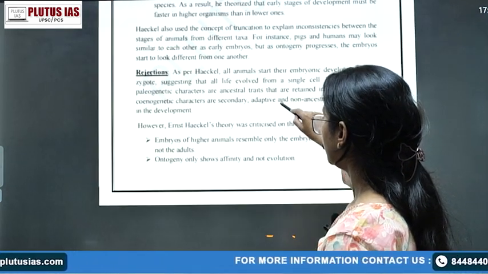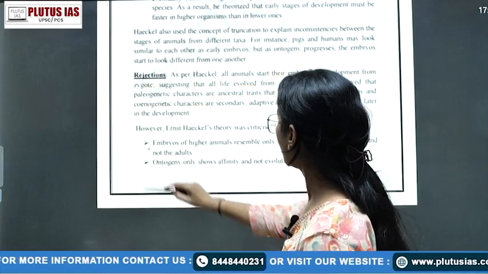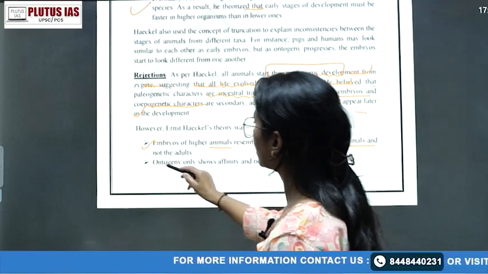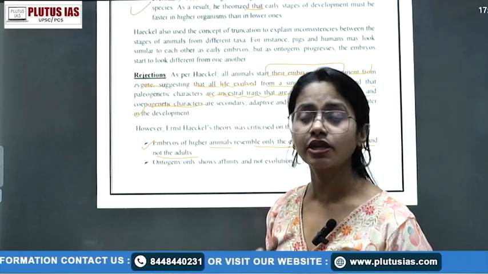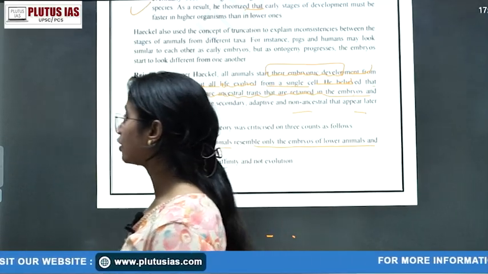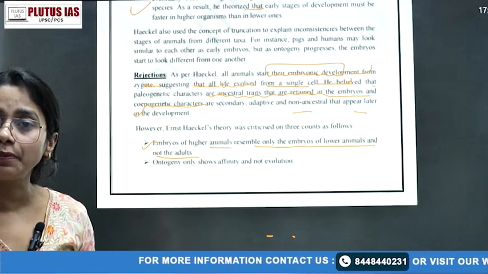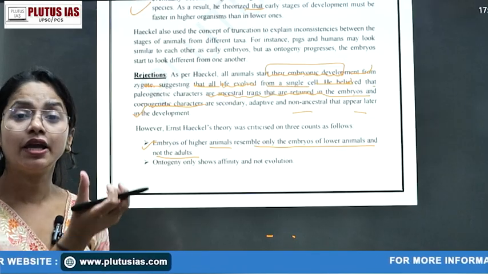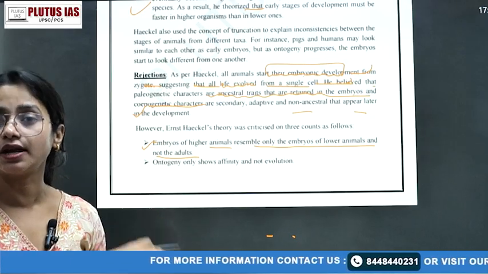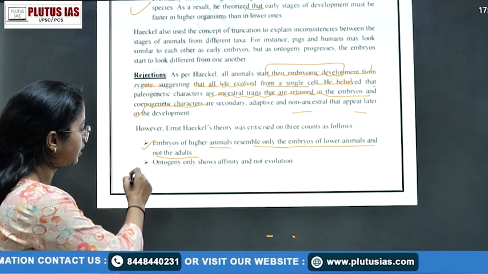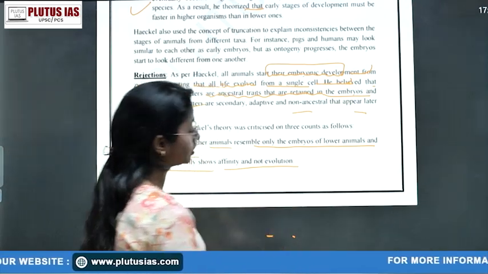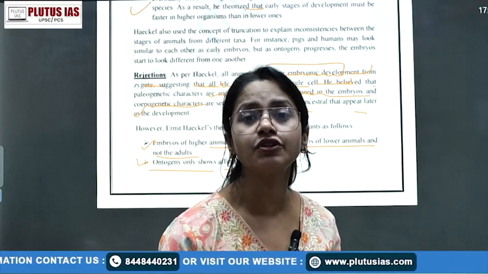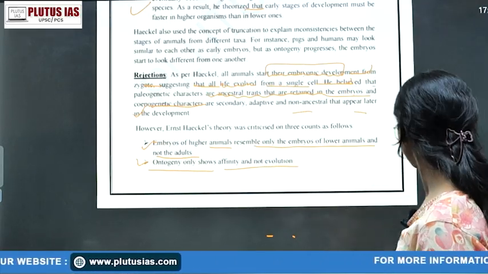So first is that embryos of the higher animals resemble only the embryos of the lower animals and not the adults. This was the first rejection because Haeckel stated in his biogenetic law that the stages of development of the adult evolved species have a resemblance with the embryonic development of the past or the extant species. That is something. तो यहाँ पे क्या, then ontogeny only shows the affinities, not the evolution. ठीक है, ontogeny केवल resemblance show करती है. Where is the evolution? Who will talk about the evolution? That is your second thing.